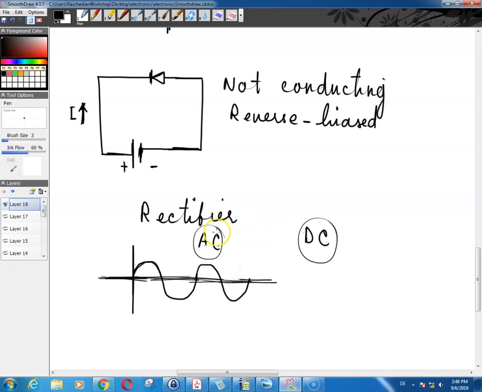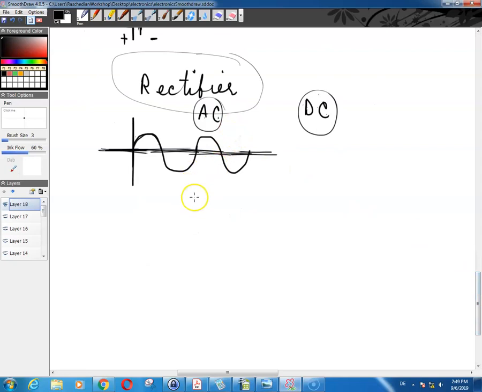The way that we convert AC to DC is through something called a rectifier, meaning that you rectify it. When you rectify AC, you will get DC. And a rectifier is basically four of these diodes put together in the form of something called a bridge. They call it a bridge rectifier.